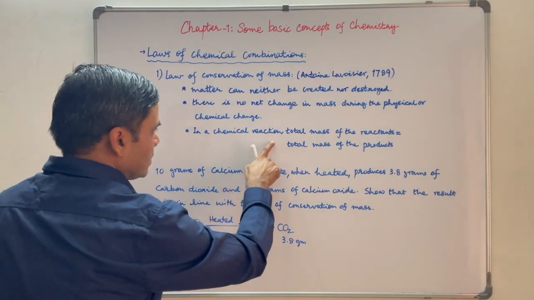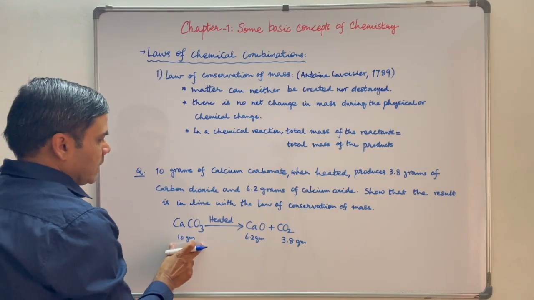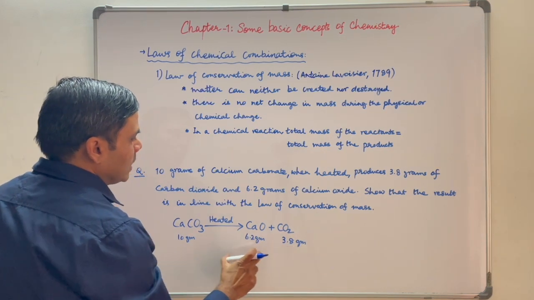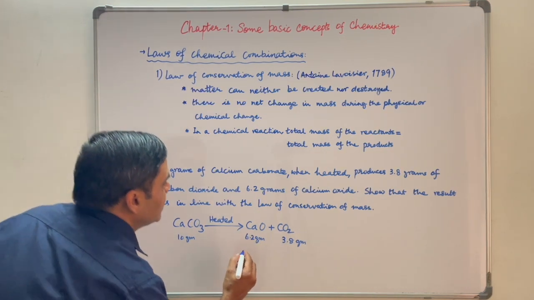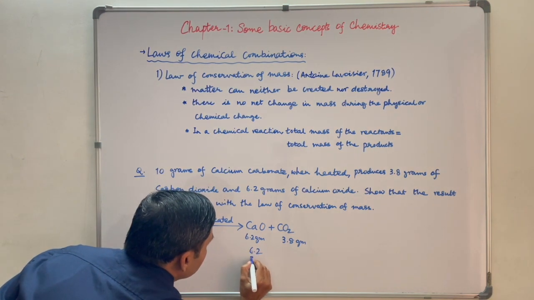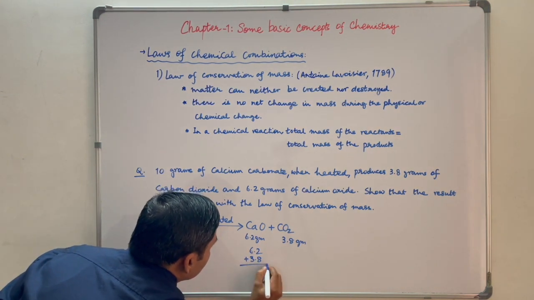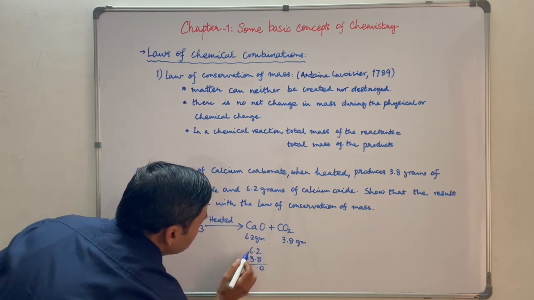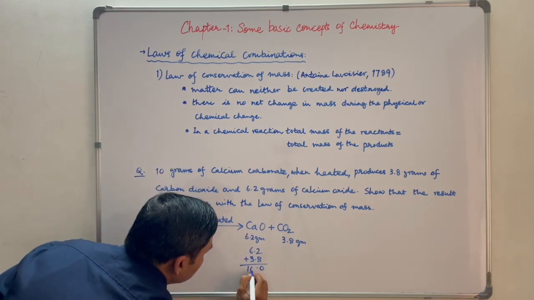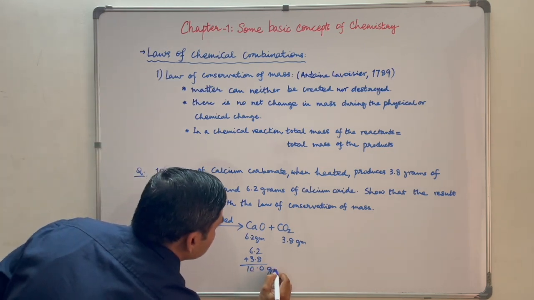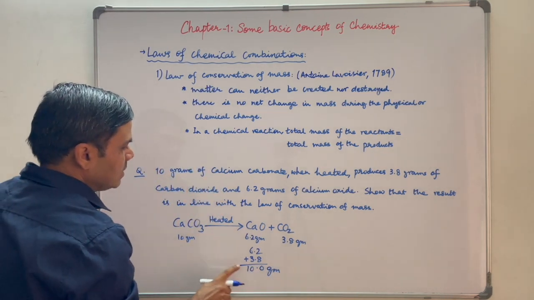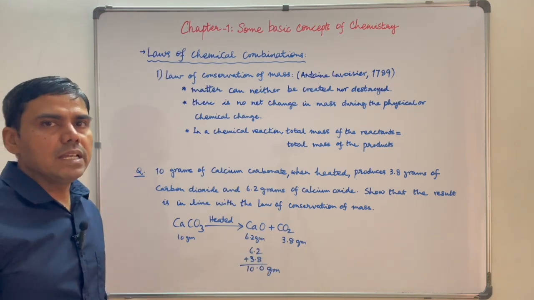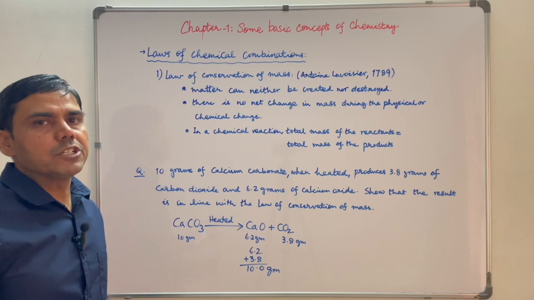So as per this law, total mass of the reactants must be equal to total mass of the products. So let us add 6.2 and 3.8. 6.2 and 3.8 will give 2 plus 8, 10. 0, carry over 1. 1 plus 6, 7 plus 3, 10. Means total mass of the reactant is equal to total mass of the products. So the result is in line with the law of conservation of mass.